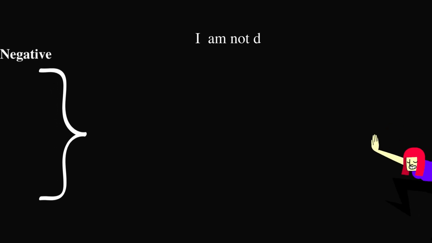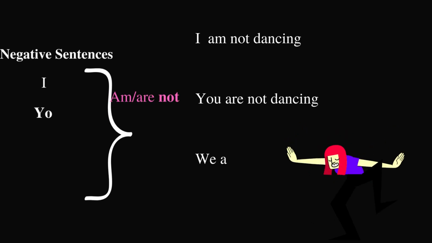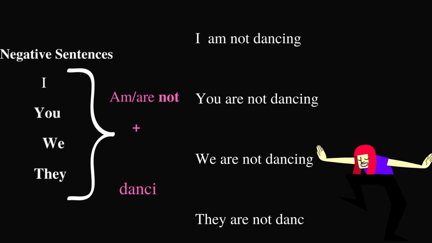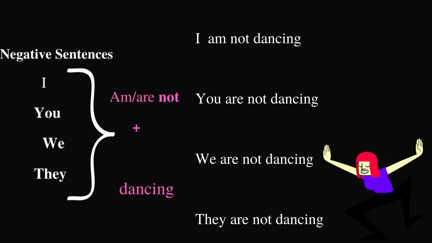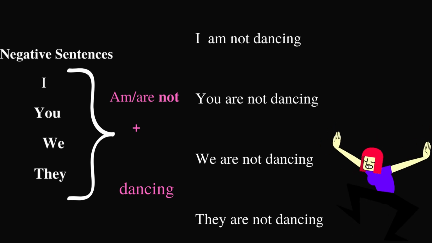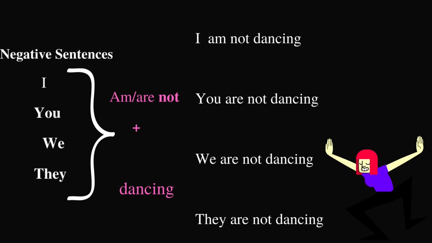When it comes to negative sentences, we use helping verbs am or are followed by not. For example, I am not dancing. You are not dancing. We are not dancing. They are not dancing.